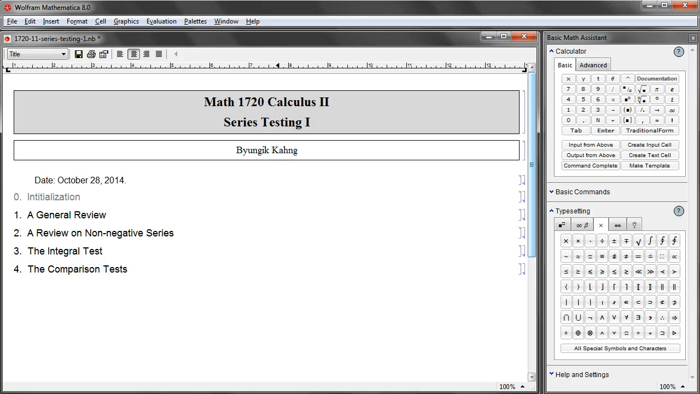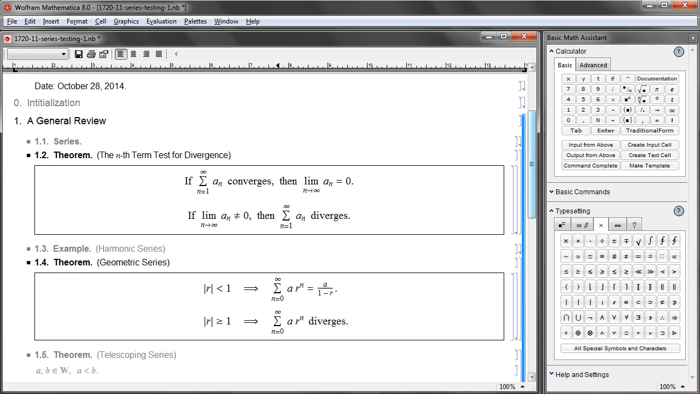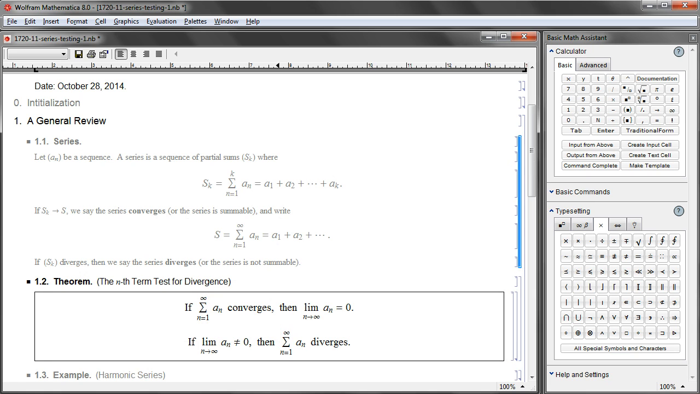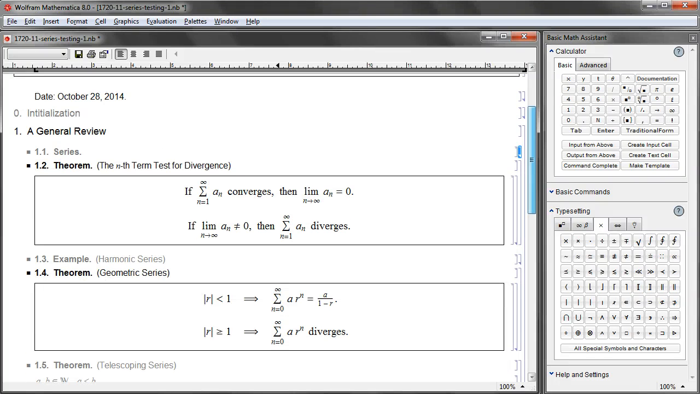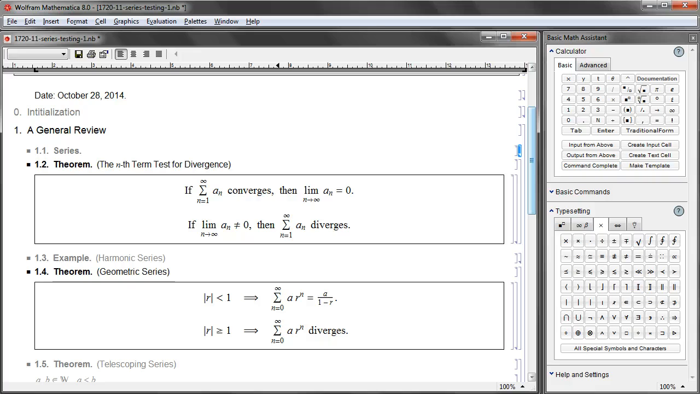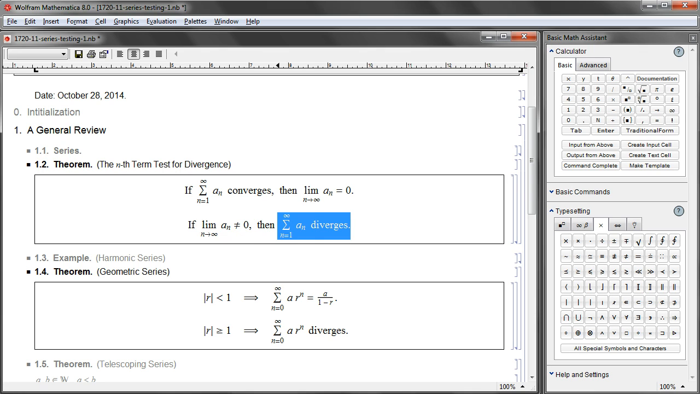Before that, however, let's do just a little bit of review. We talked about series, and that's basically a sequence of partial sums. It's not so important, so I de-emphasize it in gray. Now the next one is important, the nth term test for divergence. If the series converges, then the general term must go to 0. Equivalently, if the general term does not go to 0, then the series does not converge, or it diverges.